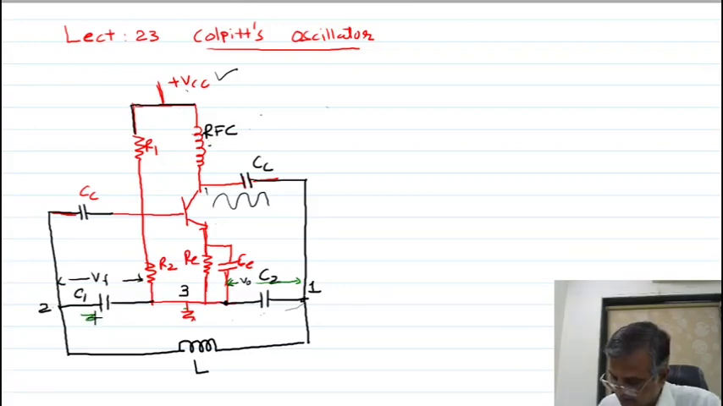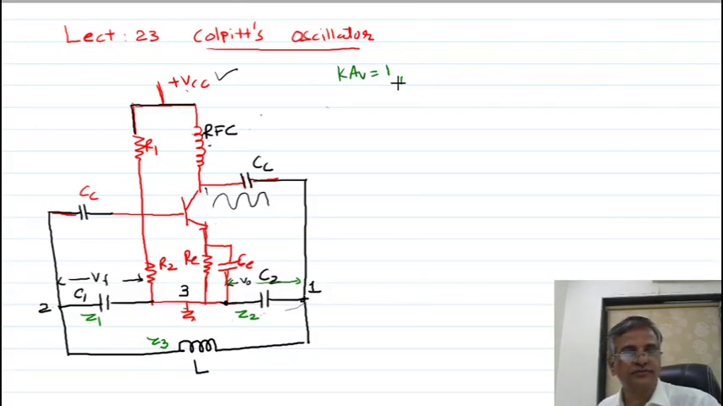I am writing this as Z1, this as Z2, and this as Z3. Now we know that for an oscillator, the conditions are: the loop gain Aβ should be 1, and positive feedback should be introduced. So let us see how you can get the positive feedback.